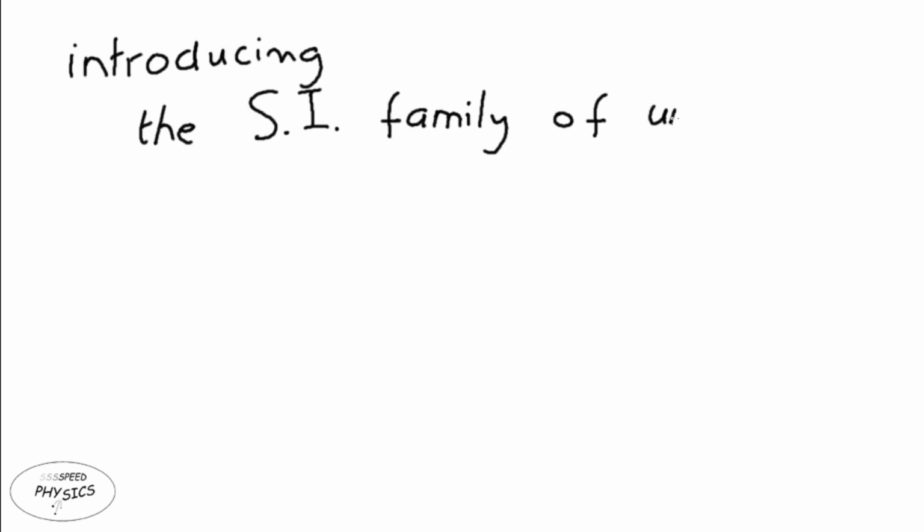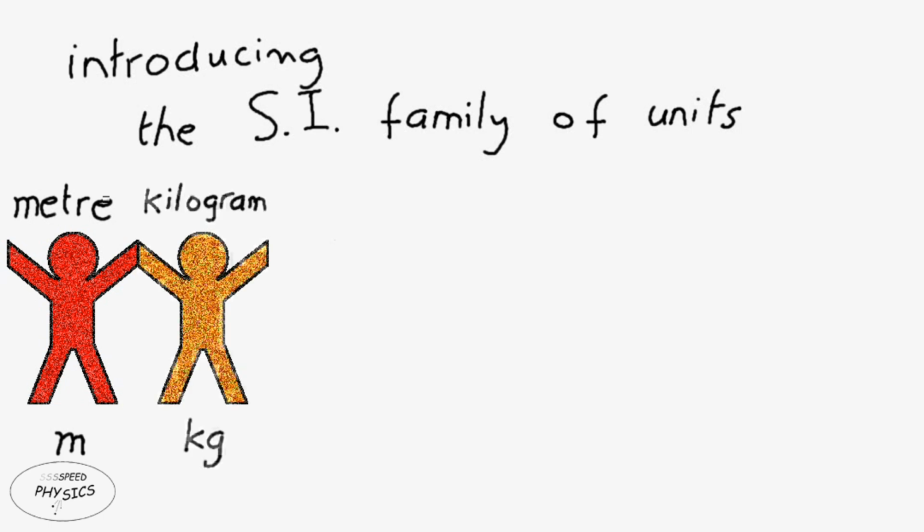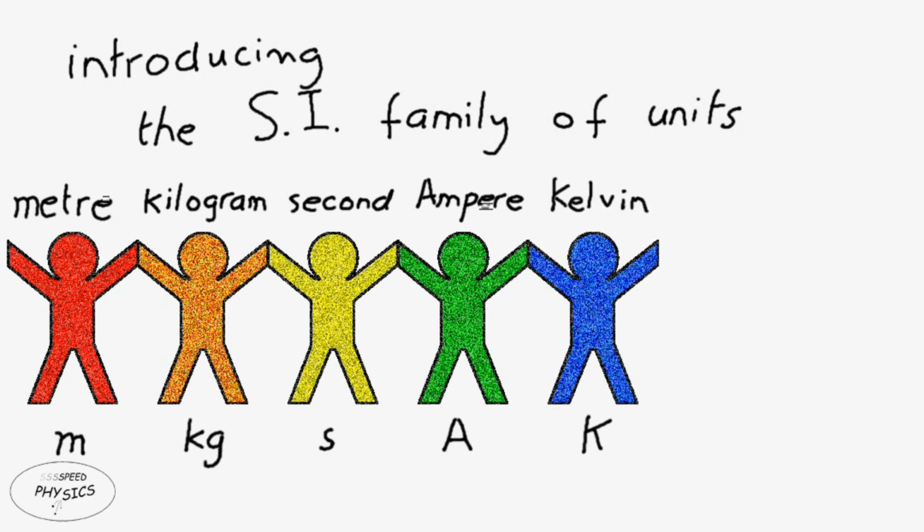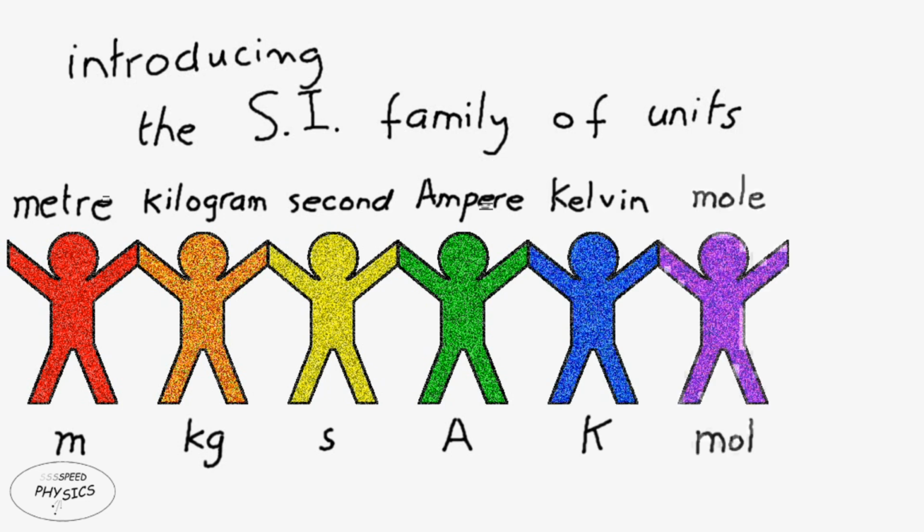Introducing the SI family of units. There are 7 of them in all. The metre, symbol lowercase m, the kilogram, symbol lowercase kg, the second, symbol lowercase s, the ampere, symbol capital A, the Kelvin, symbol capital K, the mole, symbol mol in lowercase, the candela, symbol lowercase cd.